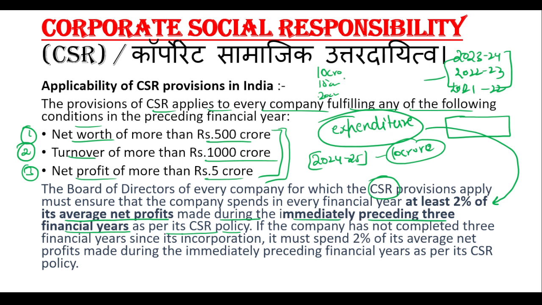So 20, 10, 30, and there is 45 crore. The total is 45 crore. We have to do average of it. That means we have to divide it by 3. Then the average here comes out to be 15 crores. So 2% of 15 crores will be the expenditure, the net amount that this particular company has to give out for CSR activities. Easy? That's it.